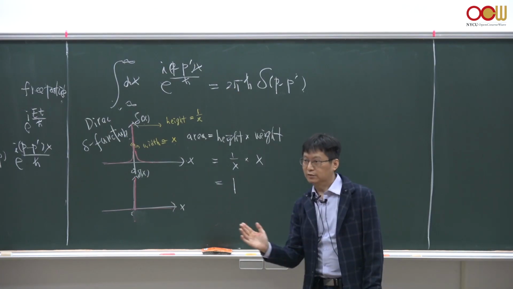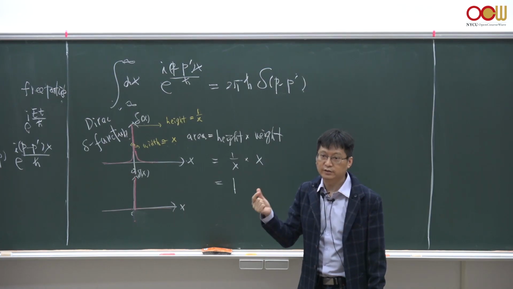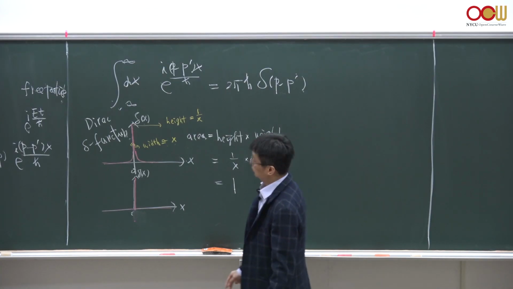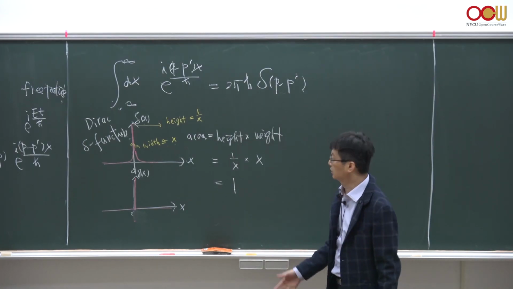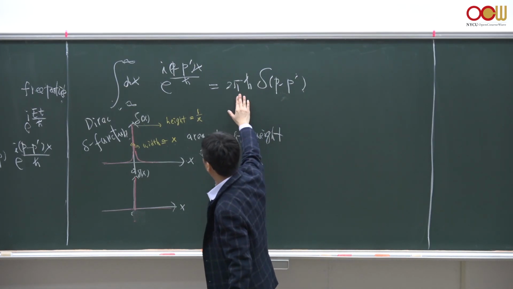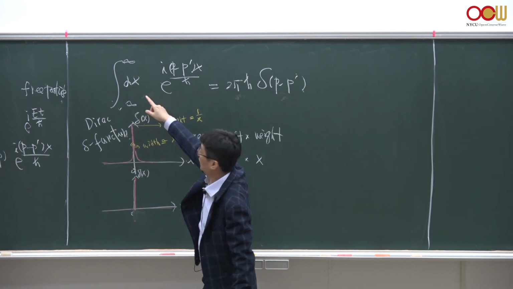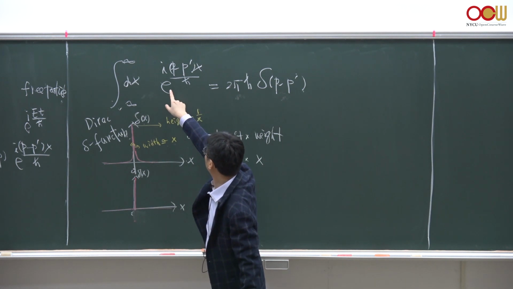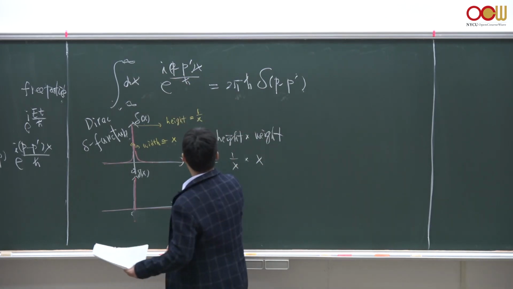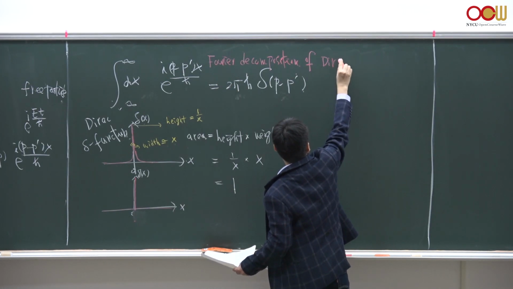Which means that the area of the Dirac peak is normalized to 1, but the peak is infinitely sharp and infinitely narrow. So that's the definition of a Dirac delta function. You can show from mathematical physics and Fourier transformation that the Dirac delta function, with a proper normalization factor, is given by this Fourier integral over x, where the integrand is the exponential of i(p minus p prime)x over h bar. This is called the Fourier decomposition of the Dirac delta function.